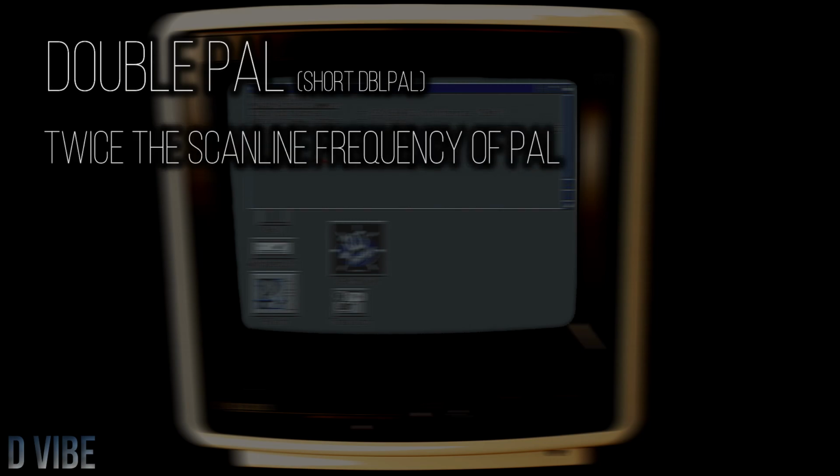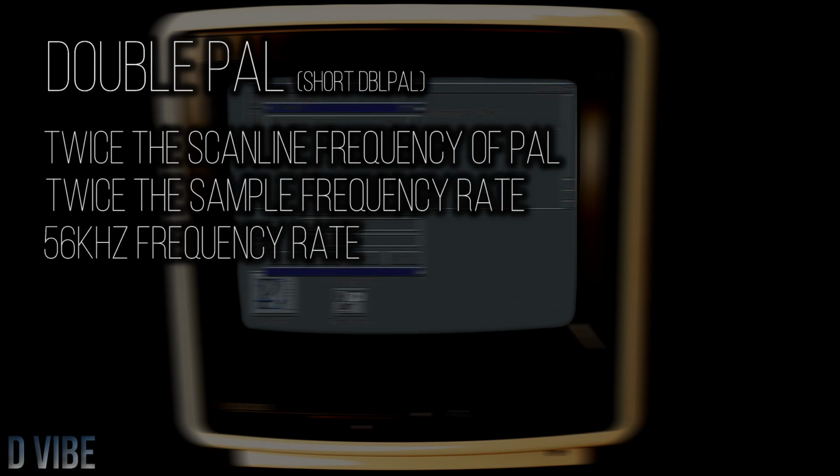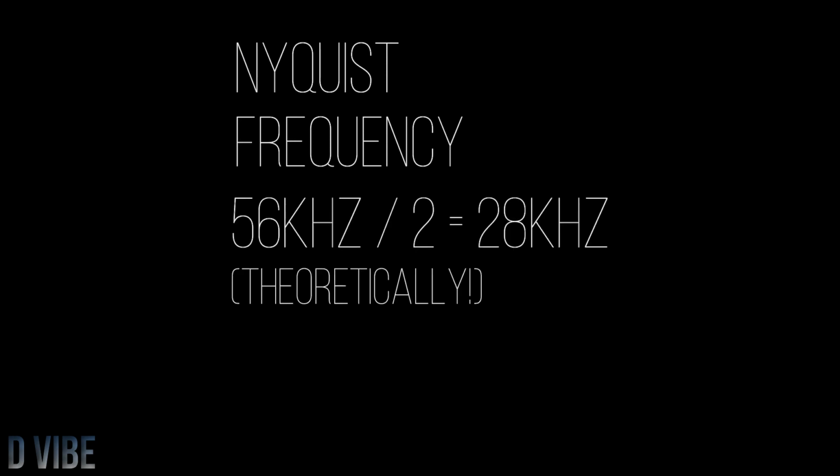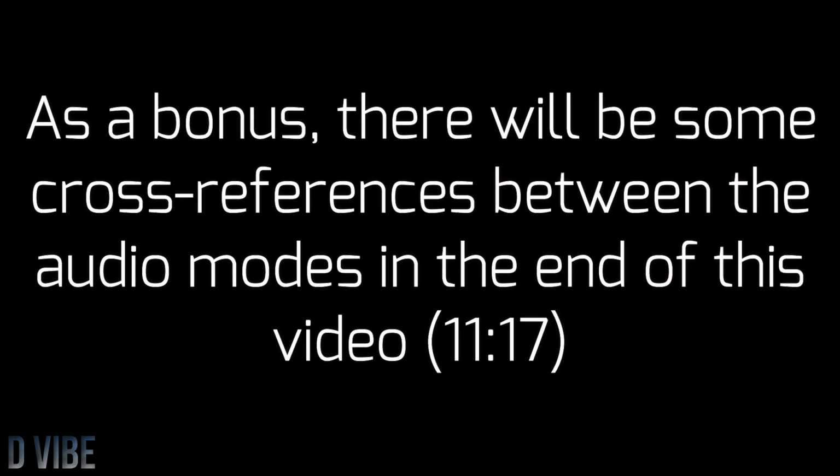This can also be tweaked for higher fidelity. If you're using a screen mode such as double PAL, the scanline frequency rate will be doubled. And that will increase the sample rate twice as well, up to a whopping 56 kHz frequency rate. That means the highest frequency audible will be at around 28 kHz, way above what the human ear can perceive. Not bad for a computer audio chip, first released in 1985. As a bonus, there will be some cross-references between the audio modes at the end of this video.